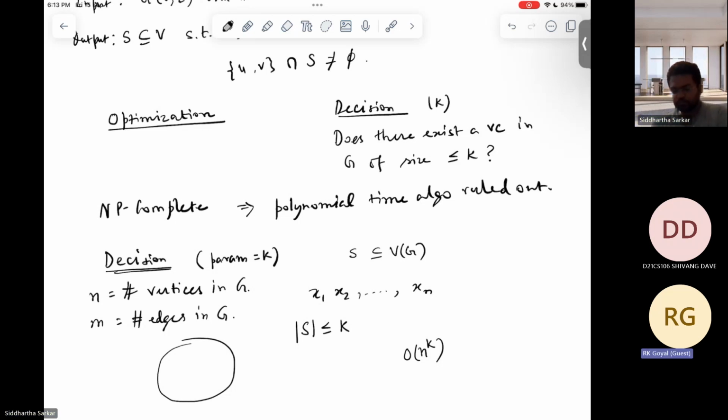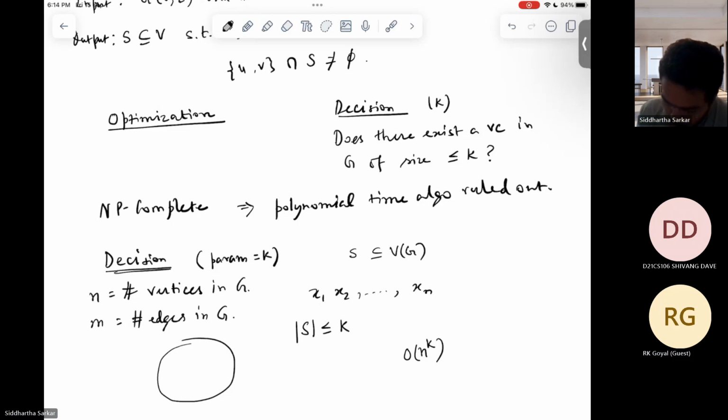If a subset is given to us, then we can verify in polynomial time whether it's a vertex cover or not. But in total, we'll have to explore 2 raised to the power n possibilities, depending upon the different subsets possible. So if we are considering only the subsets of length less than or equal to k, then how many subsets are possible whose cardinality is less than or equal to k?